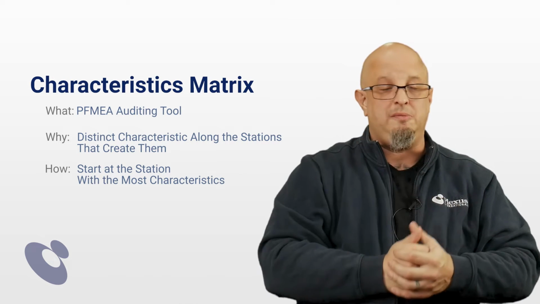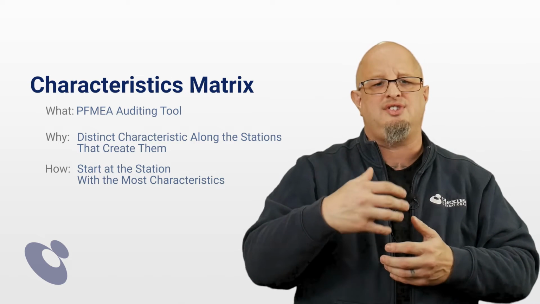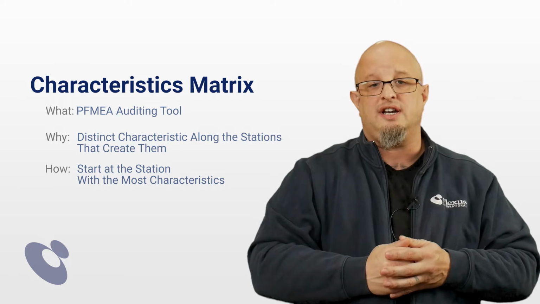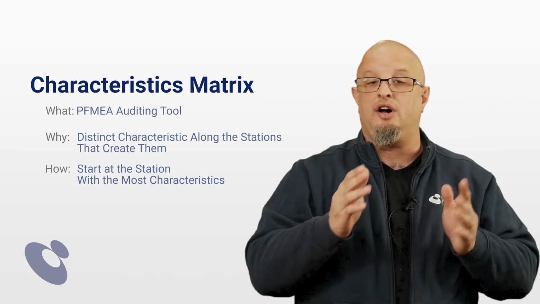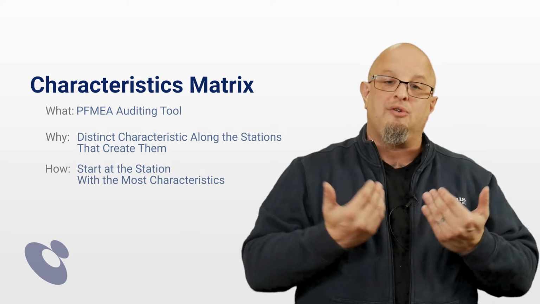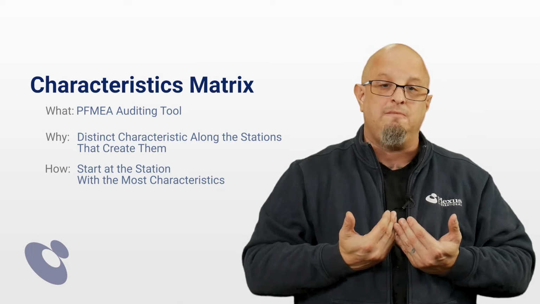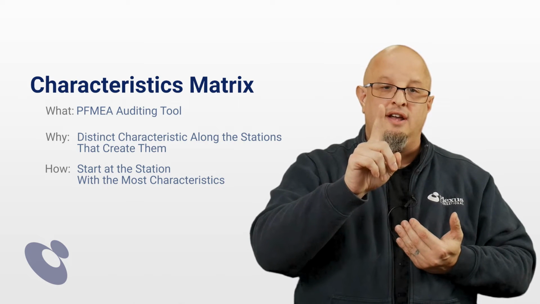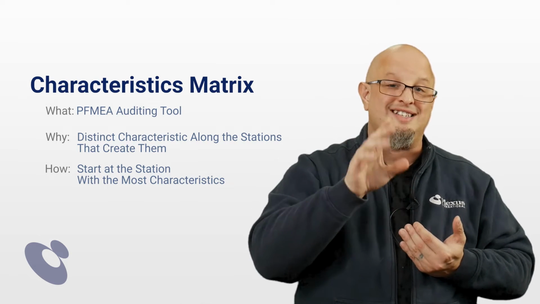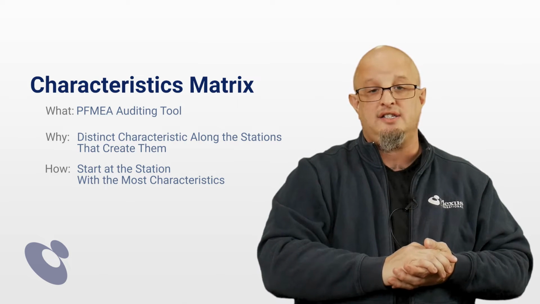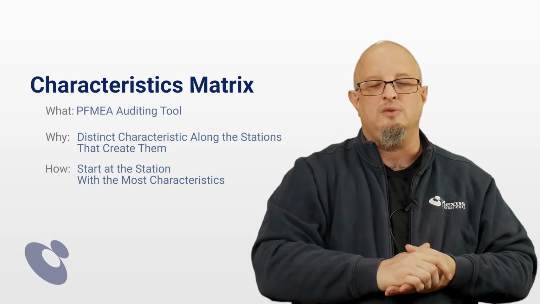Now, could you argue with me and say, oh yeah, well, what about safety or special characteristics? Cool, if you feel you want to prioritize that way, awesome. There are other sources. For me, the characteristics matrix is a starting point because if I have one station that produces multiple characteristics and that station is in a state of chaos, there's a lot of characteristics that are going to fall.